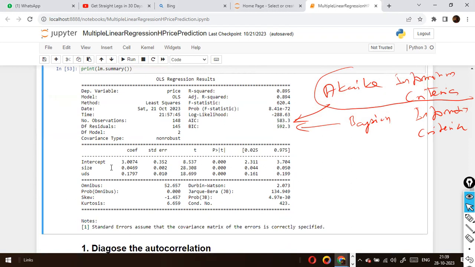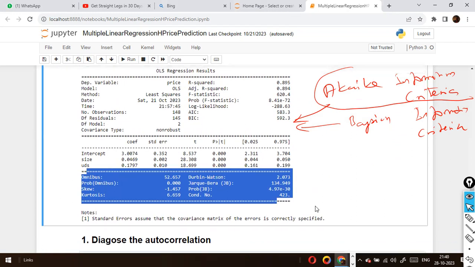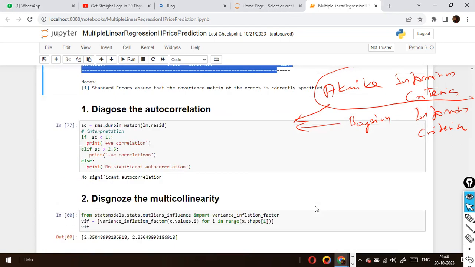Next one is the intercept. This is the coefficient value for the intercept. This is the coefficient value for size and UDS. And these are the standard error, the t statistic, and the p values, P greater than the t statistic value, and this will give you the range of values. Apart from this, we have the omnibus test and probability. This one we'll discuss later. I don't want to discuss it now. You will be overwhelmed.